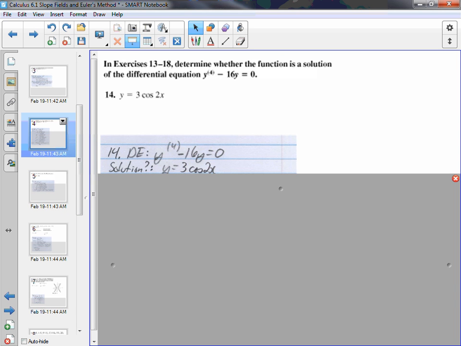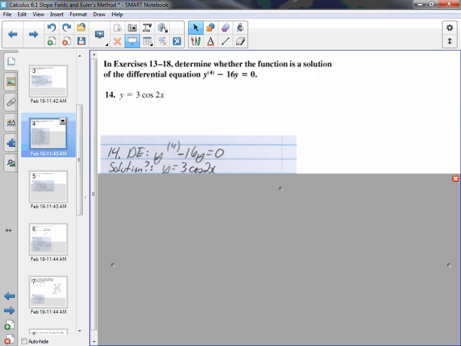Let's do another one. Number 14. Number 14 has slightly different directions. Determine whether the function is a solution of the differential equation. Now that y parentheses 4 thing, that means the fourth derivative. Doesn't mean y to the fourth. It means the fourth derivative. So the fourth derivative of y minus 16y equals 0.